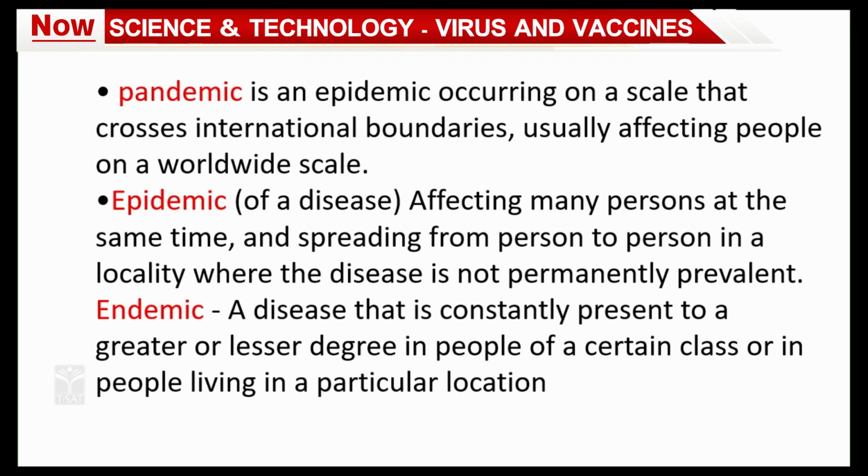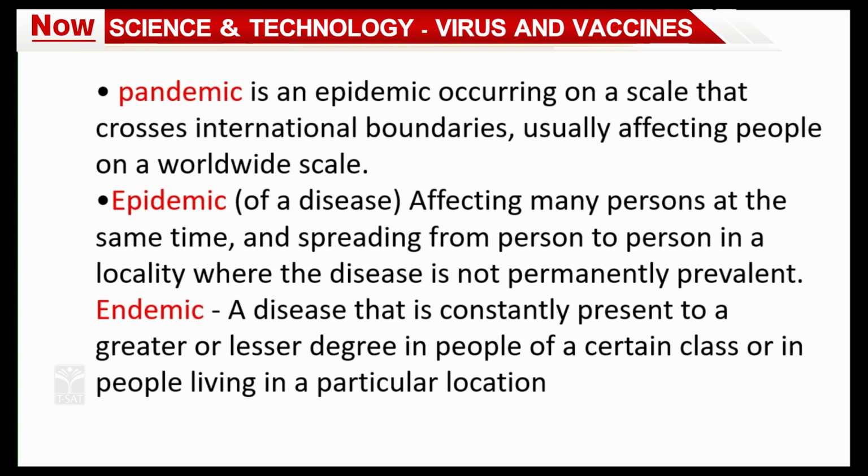A pandemic is an epidemic occurring on a scale that crosses international boundaries. So, one of the basic characteristic features to call it a pandemic is that the disease must happen globally. Cutting across international boundaries is described as a pandemic.